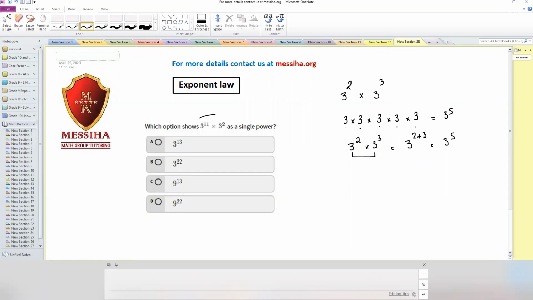So here in this example, it's saying 3 to the power of 11 times 3 to the power of 2. We see that the first condition is the same base. Since I have the same base, all I have to do is add the exponents. So this is equal to 3 to the power of 11 plus 2, which means 3 to the power of 13. So right away, the first one is the correct answer.